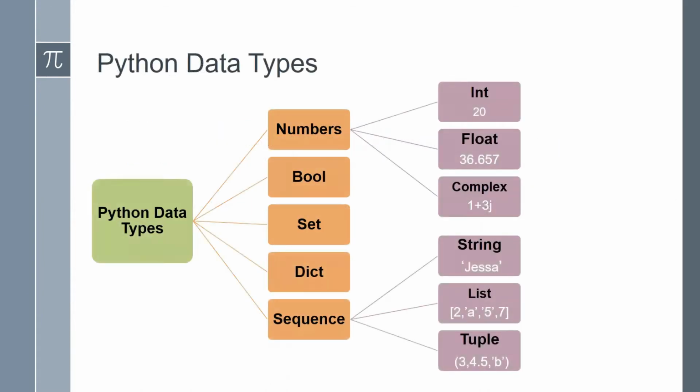So in Python, we have these many types of data types. We have numbers, Boolean, set, dictionary, and sequence. These are the 5 broad classifications. In numbers, we have integer, float, and complex. In the sequence, we have string, list, and tuple. We'll talk about all these data types one by one. For a high level or broad range of things, this is how the data type is classified.